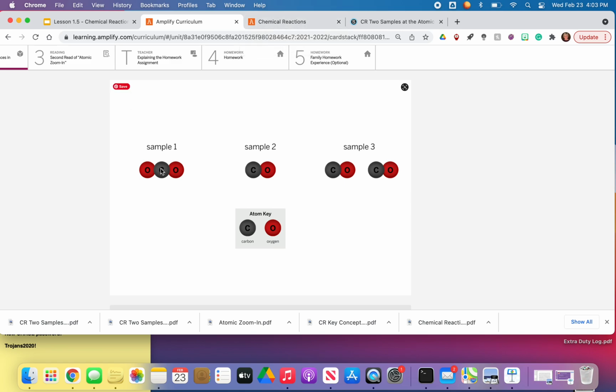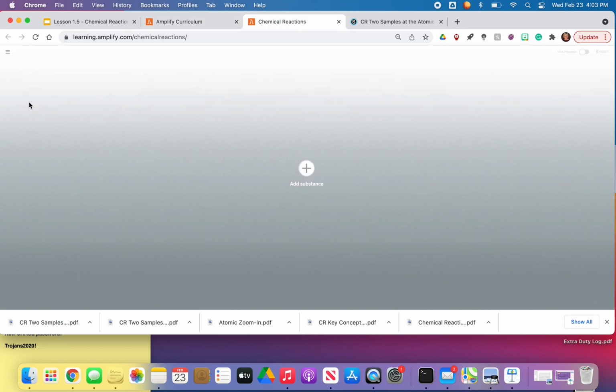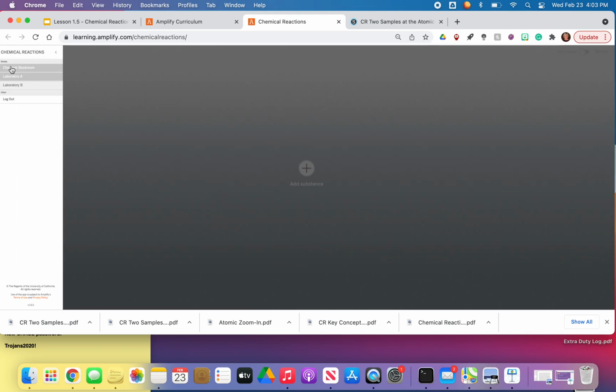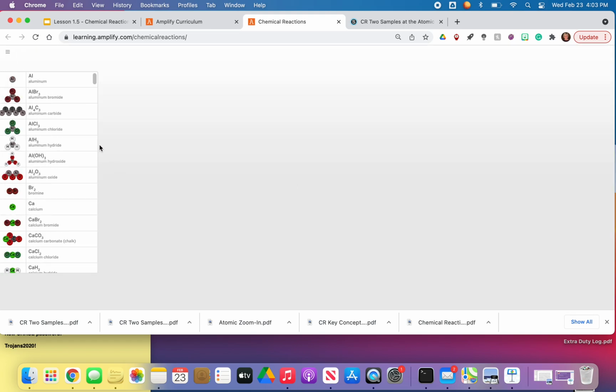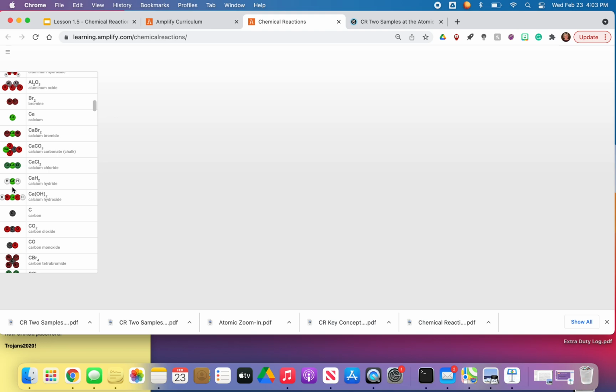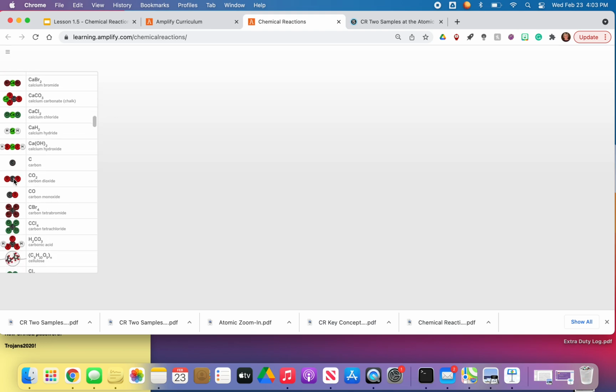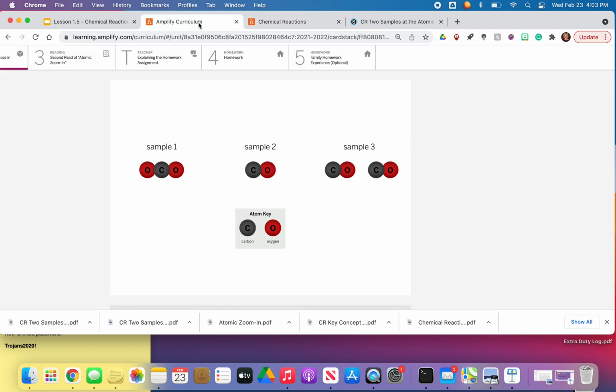Now, can you find sample 1? It's got oxygen, carbon, oxygen. Just a reminder, make sure that you are in the stockroom mode. And you are looking for oxygen, carbon, oxygen. And there it is. Oxygen, carbon, oxygen. So go ahead and click on that.